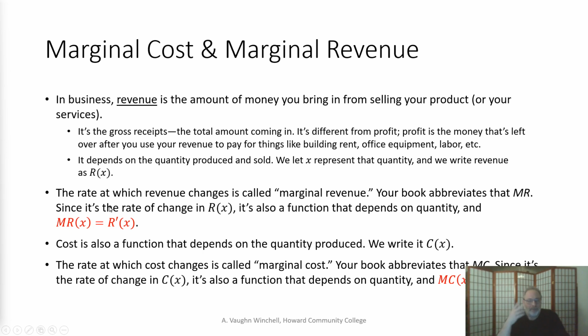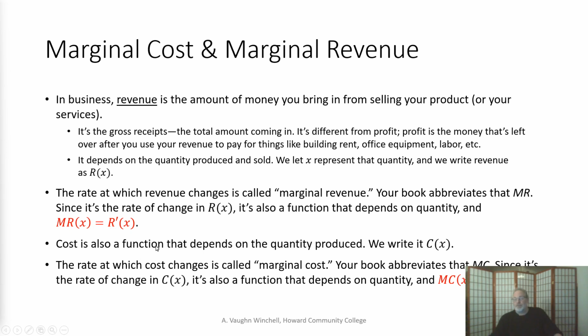Second main bullet point here, the rate at which revenue changes is called marginal revenue. Margin means at the edges, right? So at the edge, what's happening to the revenue? Your book abbreviates that as MR, and I wish they wouldn't. Since it's the rate of change in the revenue function R of X, it's a function that depends on quantity as well, but it's the rate of change. Marginal revenue is R prime of X, and that's how I'm going to write it.